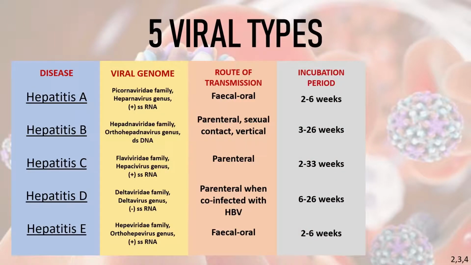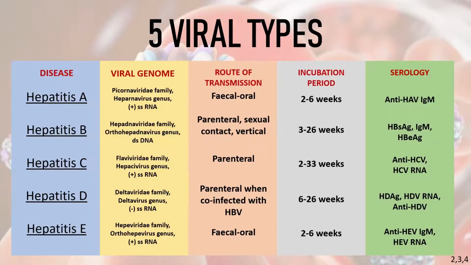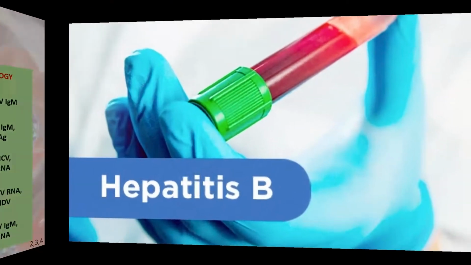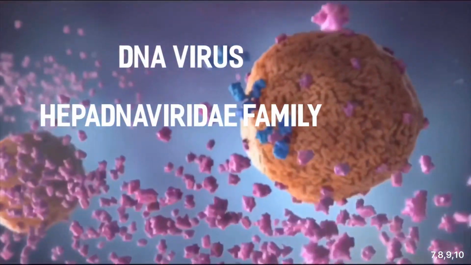Viral incubation periods are dictated by the rate at which the virus enters the host cell and begins replication processes, as well as the viral load and the host susceptibility to the virus. There are also clear differences in serological markers that can be detected and used as diagnostic criteria to confirm viral infection. Of these 5 types, hepatitis B is one of the most common.